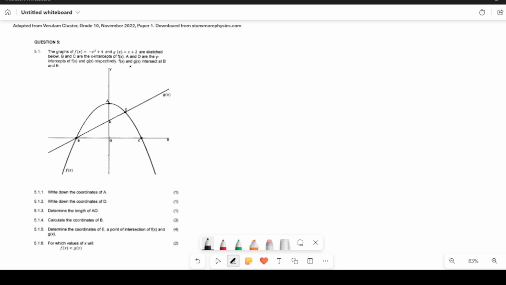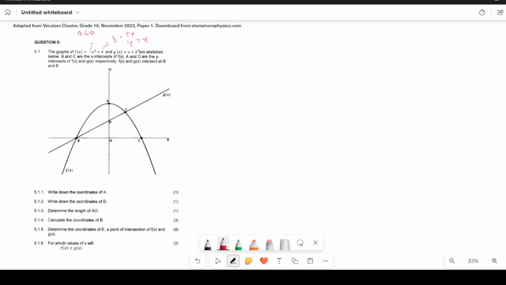F of x and g of x intersect at B and E. So there's the point of intersection. So, just reading the question, we know at this point here, the value of Q represents two things. It represents the turning point and the y-intercept, right? Also, the fact that A is less than 0 means that the concavity of the function is concave down, right?